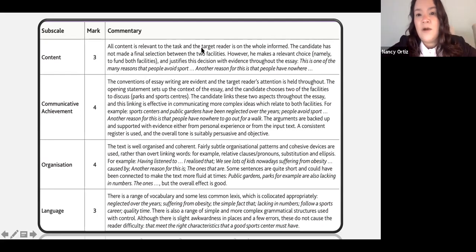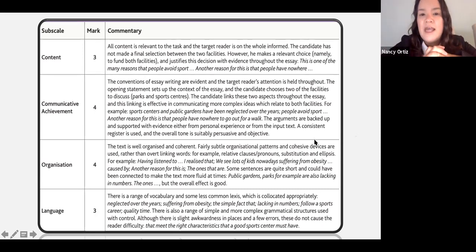It says all content was relevant and the candidate was on the whole informed, but the person got a 3. In the other, the person made a final decision and compared them, discussed them, and got a 5. See the difference? Communicative achievement, this person got higher here, the other one got 3.